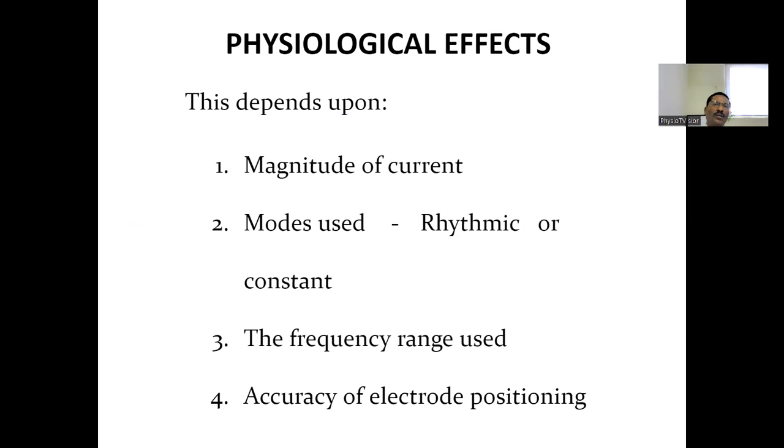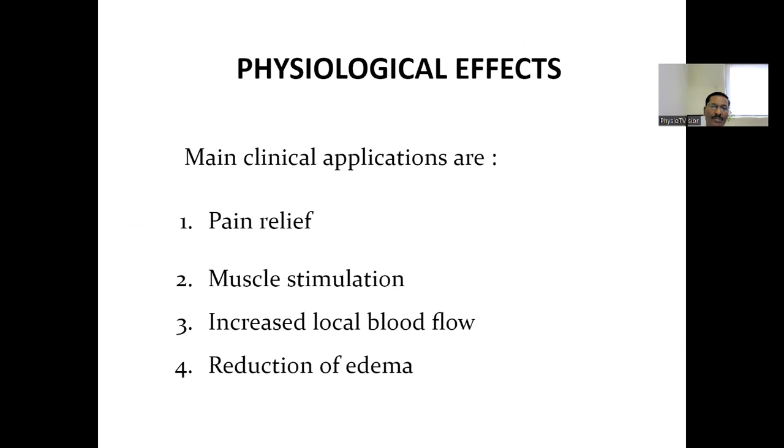Now, let's talk about the physiological effects. Basically, the physiological effects depend on 4 factors. The first factor is the magnitude of the current, the intensity of the current. Second, the modes we use, either rhythmic or constant. Then the range of frequency we have selected. Finally, the most important one, the placement of the electrodes. If our placement of electrodes is perfect, then the therapeutic effects will be maximum.